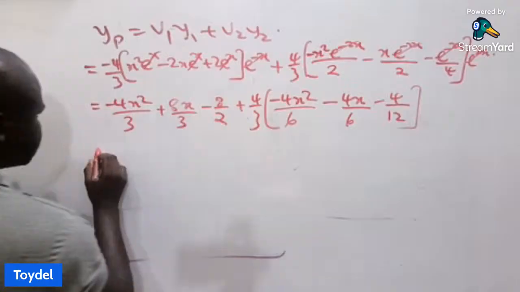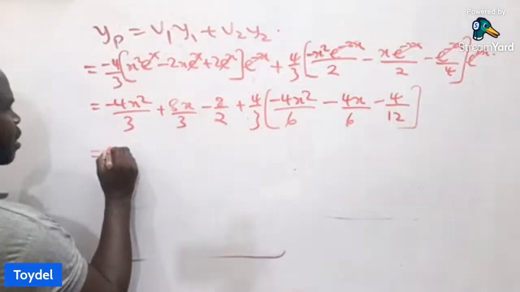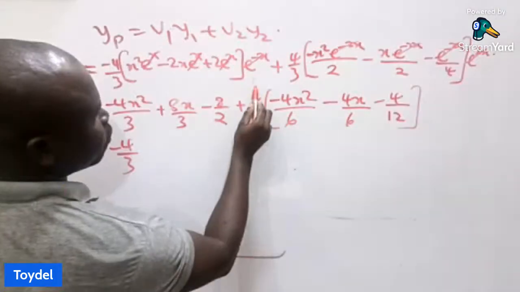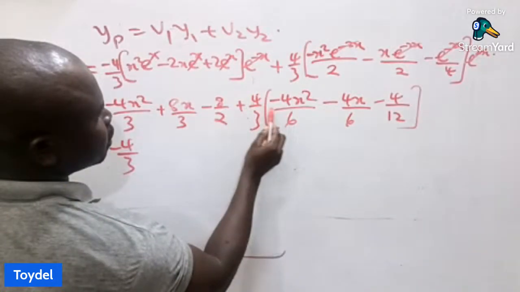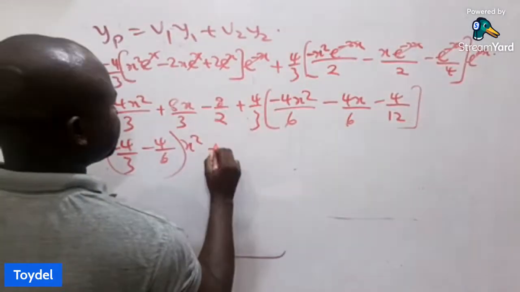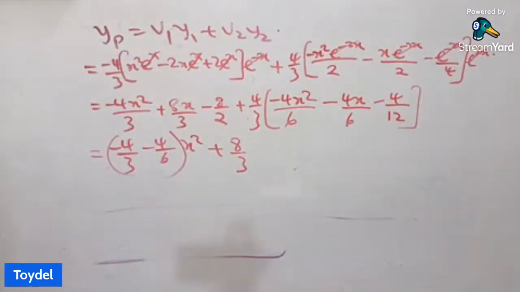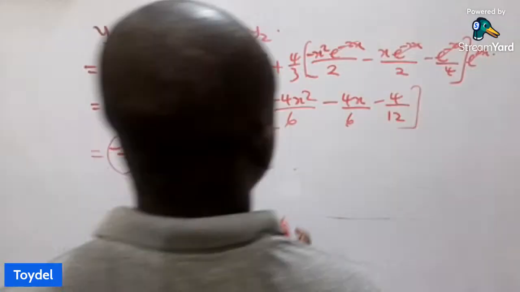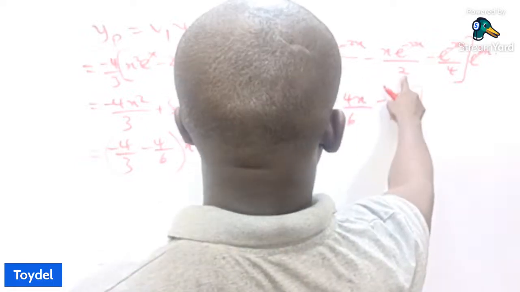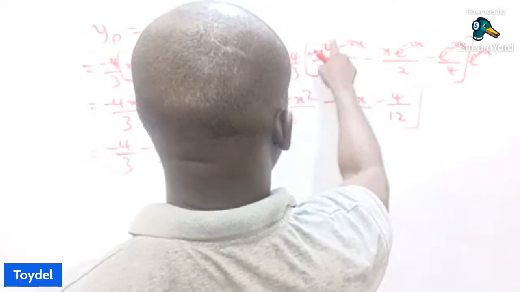So finally, if I start to collect the like terms, I'll have minus 4 over 3 minus 4 all over 6, everything times x squared, plus 8 all over 3 for the x term. So plus 8 all over 3. What are we going to get on the other side? 4, then 3 times 2 is 6. Here is 4 all over 6.